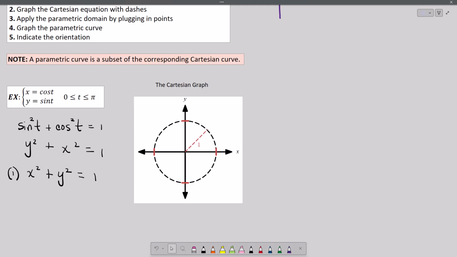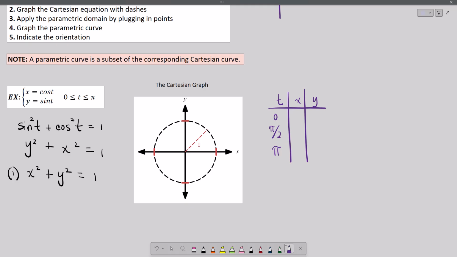The third step says apply the parametric domain by plugging in points. Generally what I recommend is doing a little table of values. So, back to algebra stuff. And this domain is 0 to pi. So we definitely want those endpoints, but then we always want a point in between. We'll see why that becomes important later. The idea is that it's hard to know whether you're going clockwise or counterclockwise. If you only have two points on this circle, how are you getting between the points, clockwise or counterclockwise? So picking a point in between helps us.